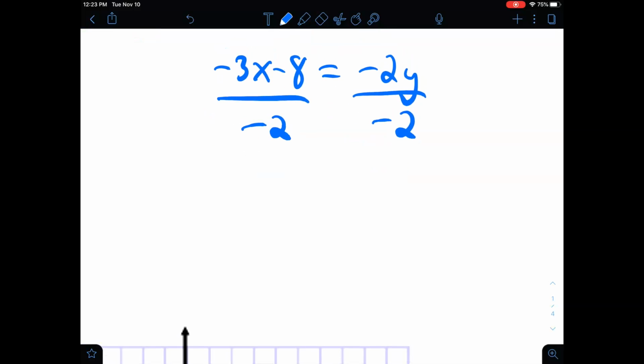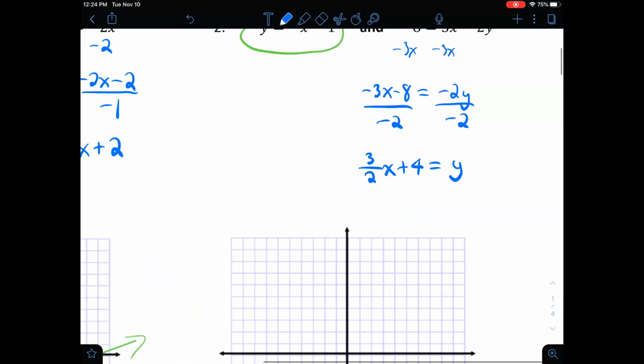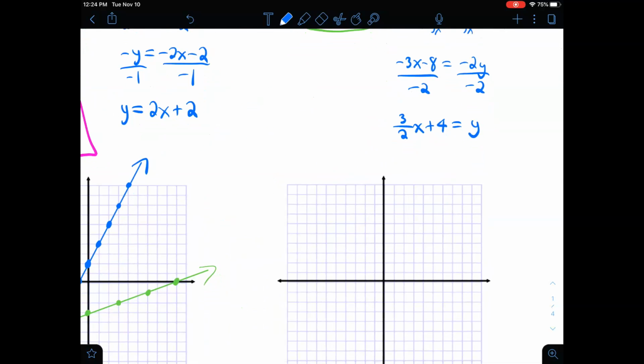So does negative 3 divide by negative 2 nicely? It does not. So it's going to be 3 over 2 times x. What's negative 8 divided by negative 2 going to be? That is positive 4, equals y. So that's our second line we're going to graph. So we have 3/2 x plus 4 equals y.